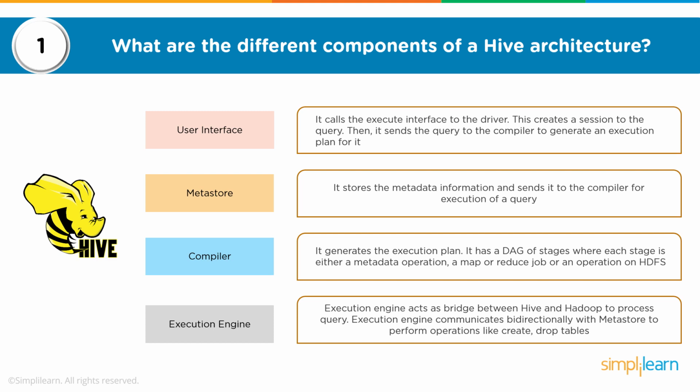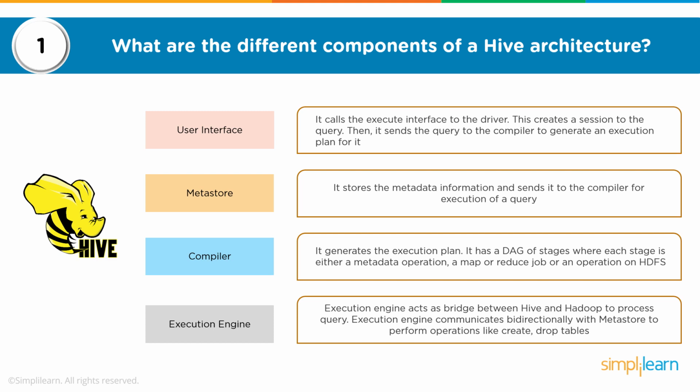It uses Hadoop's distributed file system to store the data, and it uses an RDBMS usually to store the metadata, although metadata can be stored locally also. So what are the different components of a Hive architecture? It has a user interface. The user interface calls the execute interface to the driver. This creates a session for the query, and then it sends the query to the compiler to generate an execution plan for it. Usually, whenever Hive is set up, it would have its metadata stored in an RDBMS.